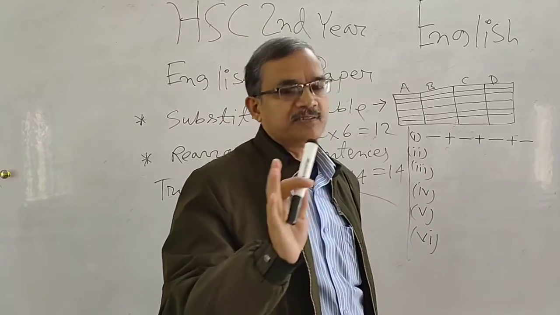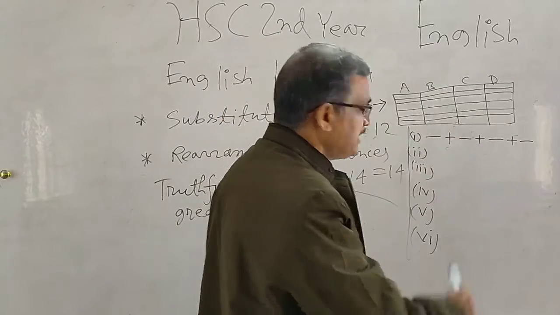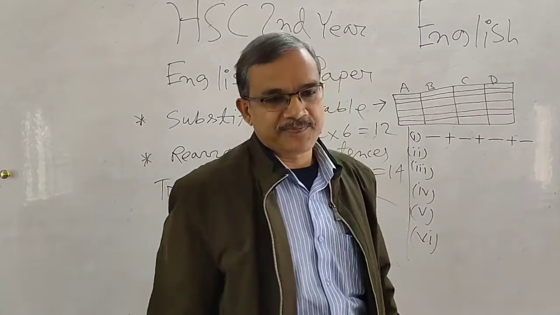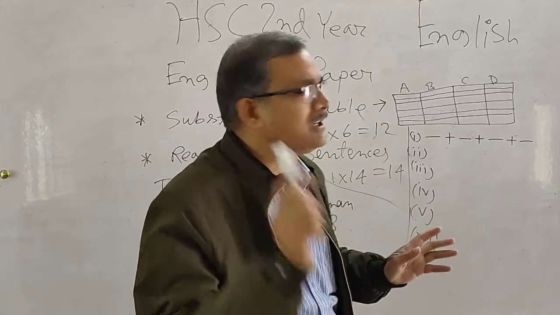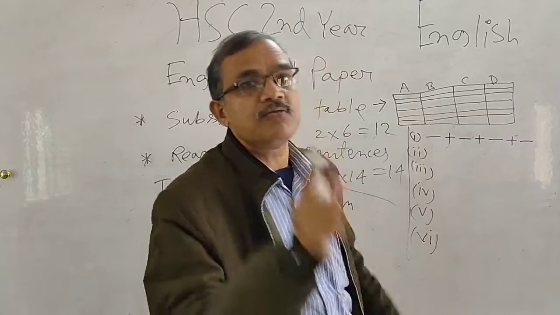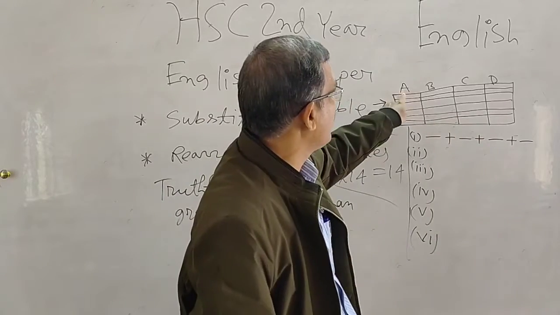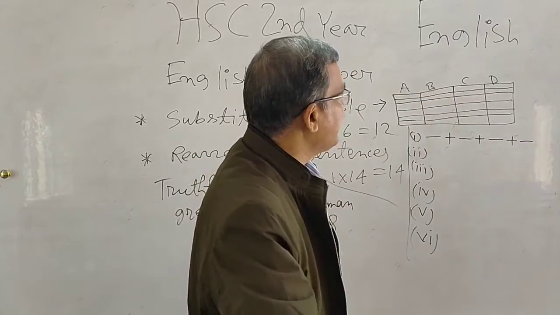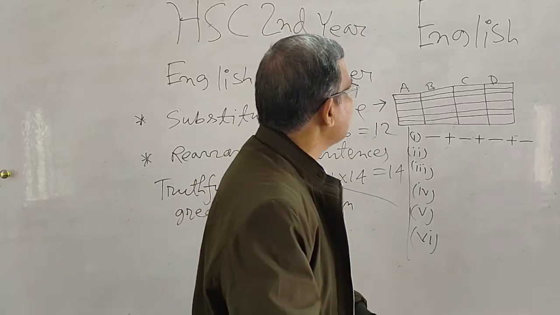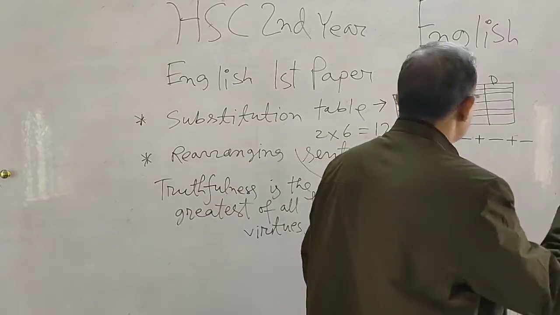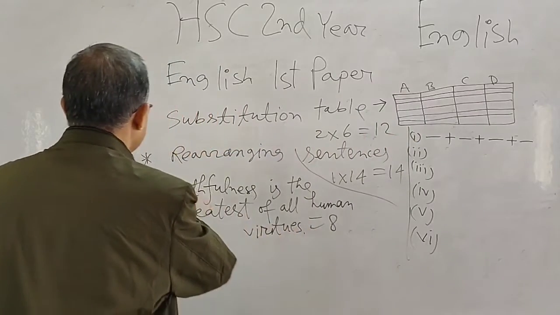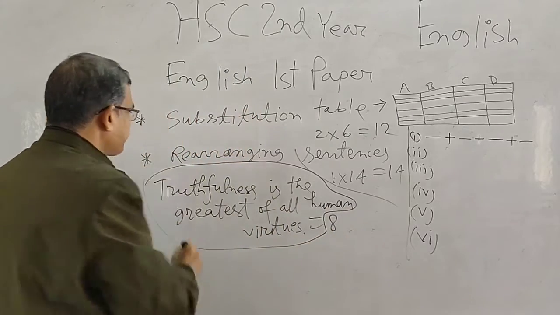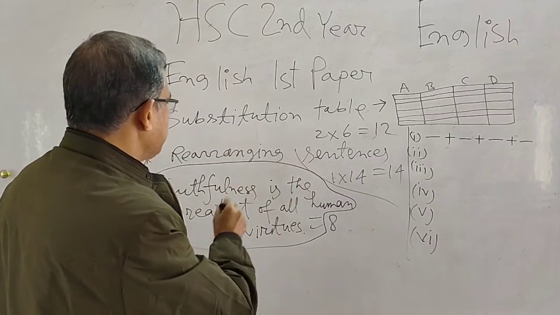It is a very, very wrong method. You have no authority, no right to put a plus mark. So what will you do? You will collect one word or group of words from column A, then from column B, then from column C, and finally from column D. And at last, you must put a full stop. Just follow this: Truthfulness is the greatest of all human virtues.